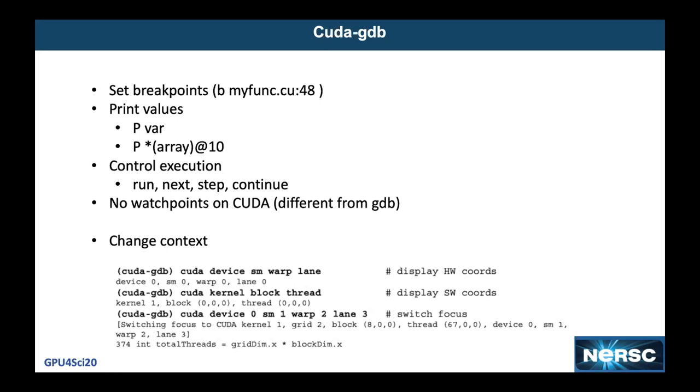Changing the context is a bit more complex than on CPU. When you want to change the thread on CPU it is straightforward: you just put the ID of the thread. Here you have a three to four dimension ID, so you can specify the ID of the thread by its device, SM, warp, and lane. This is the hardware way of giving the coordinates of the thread, and there is a software way of doing it with the block and thread. You can notice here that block and thread have three integers. It's because this can be three-dimensional.